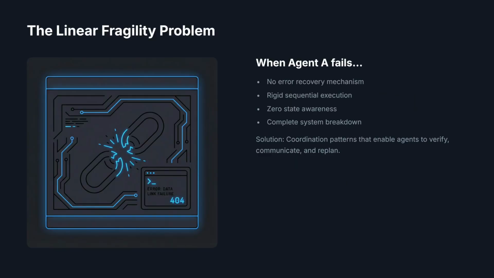This is the linear chain trap. It's a standard chain. Agent A passes output to Agent B, who passes it to Agent C. It's a relay race. If Agent A hallucinates or makes a syntax error, Agent B has no way to reject it. The error propagates and the system crashes. There is no recovery mechanism because there is no state awareness.